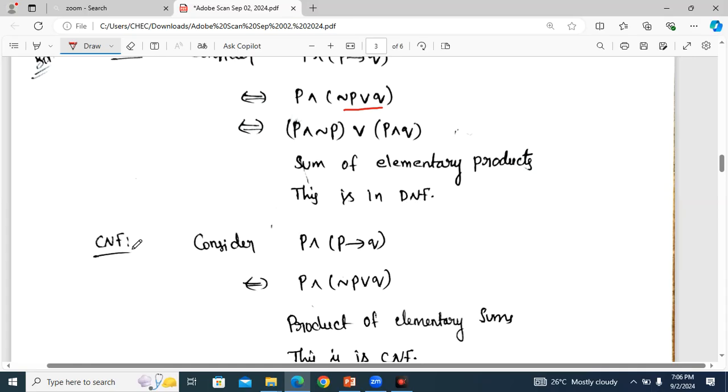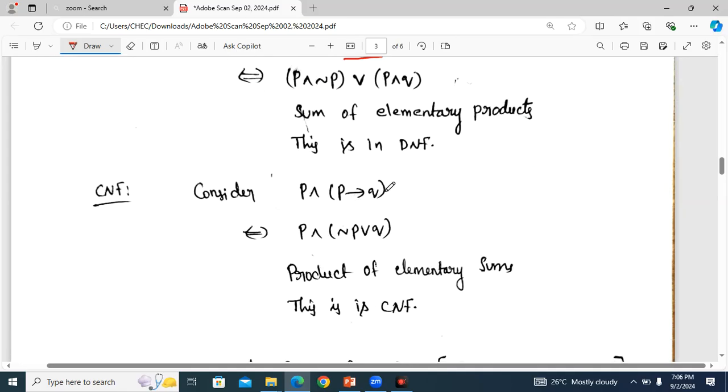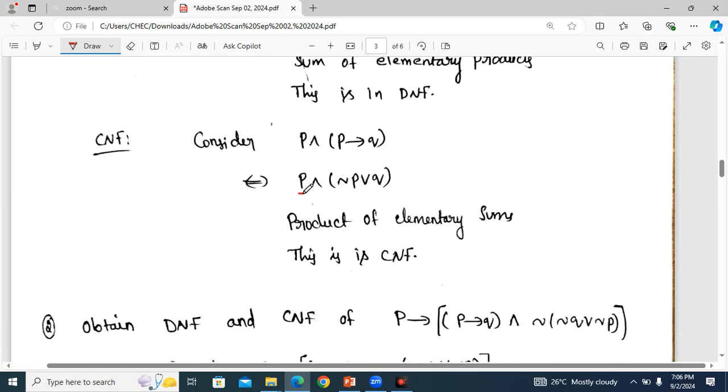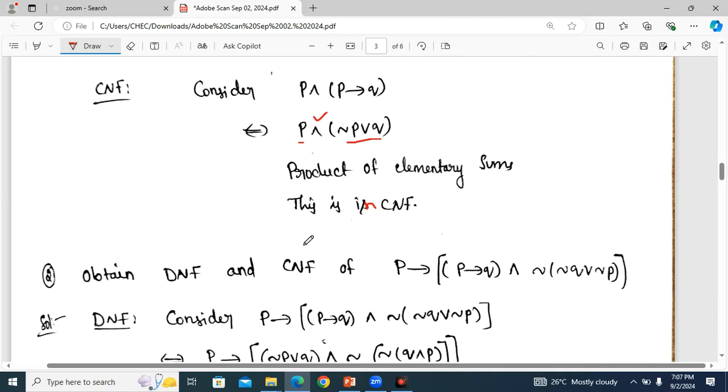Now the conjunctive normal form. Consider the given compound statement P and (P implication Q). We replace the equivalent formula for P implication Q, negation P or Q. Here P is an elementary sum, and negation P or Q is an elementary sum. So this is a product of elementary sums, which gives the conjunctive normal form. This is in CNF. Okay.